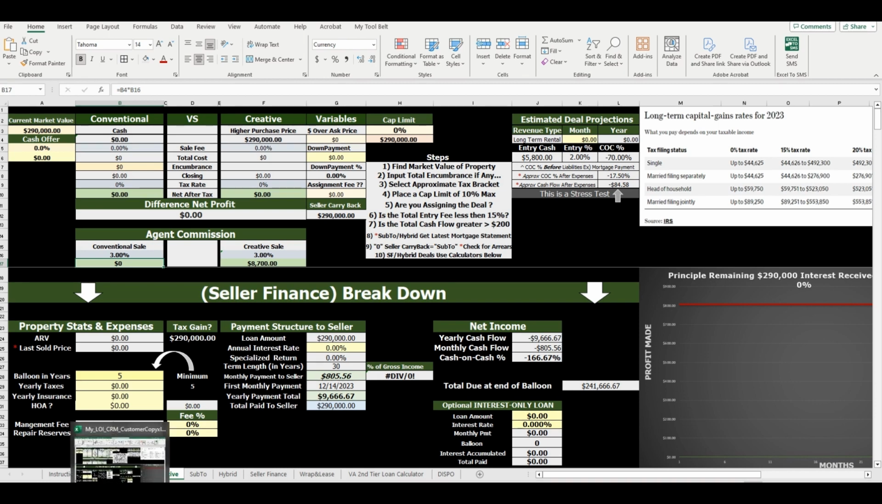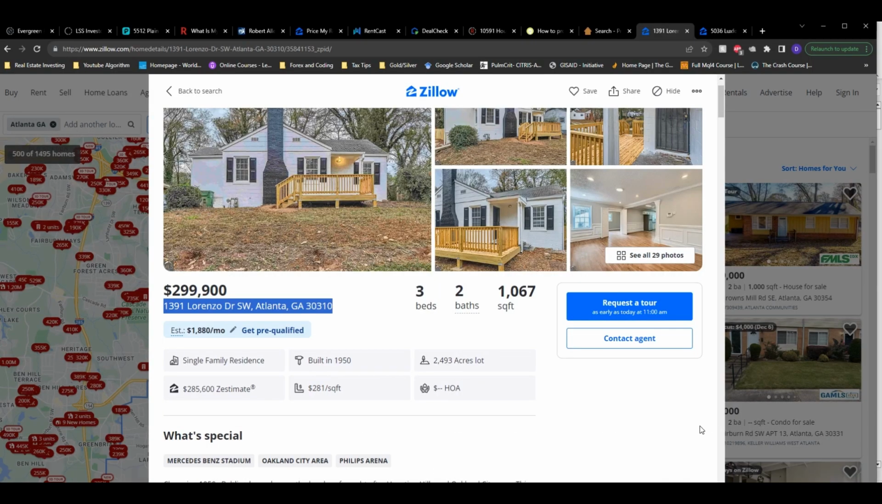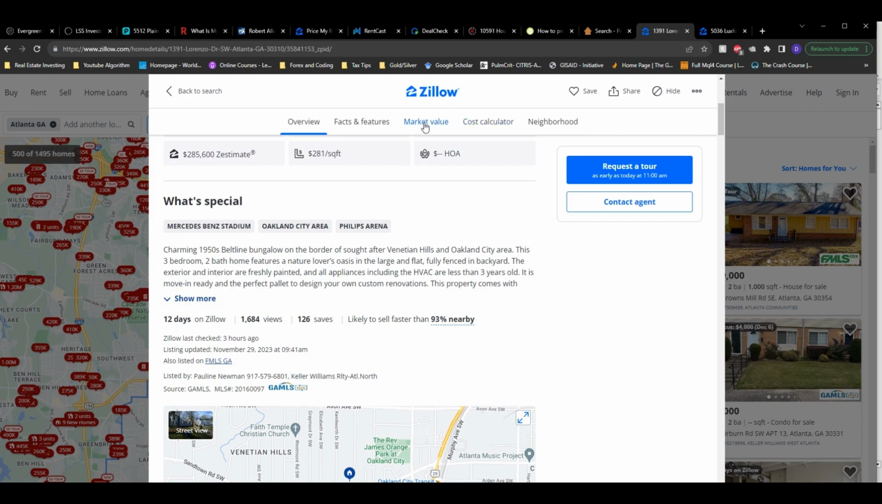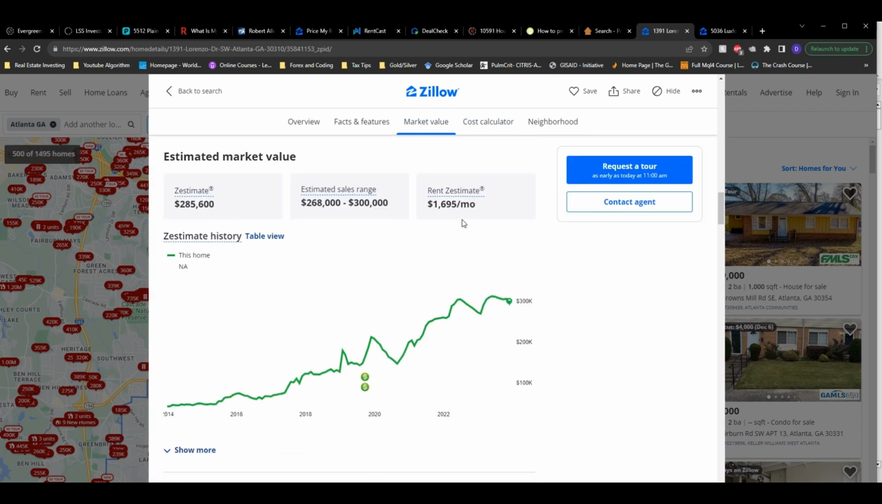And let's go back into Zillow and take a look at the rental values here. We can click on market value, and under market value, we will see the rent estimate. Now, according to Zillow, we're seeing a rent estimate of about $1,700 a month. Maybe you could get a little bit more at $1,800, considering that this property is fully renovated. Maybe even closer to $2,000.